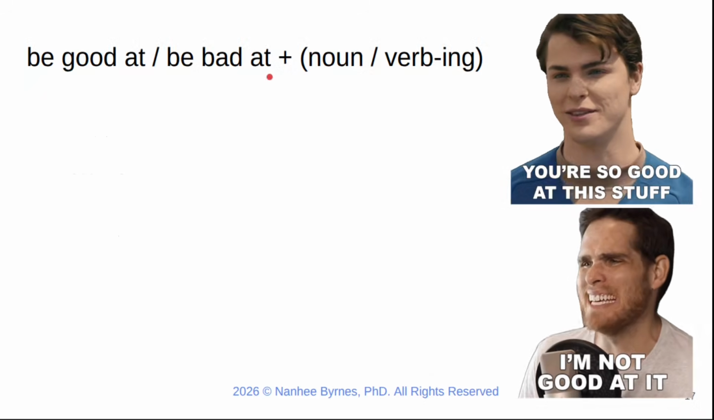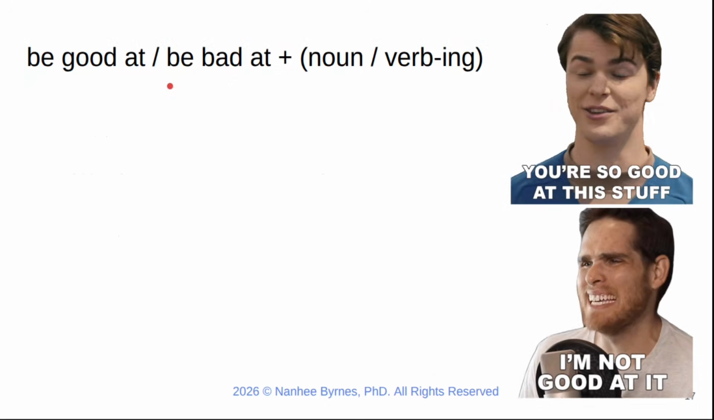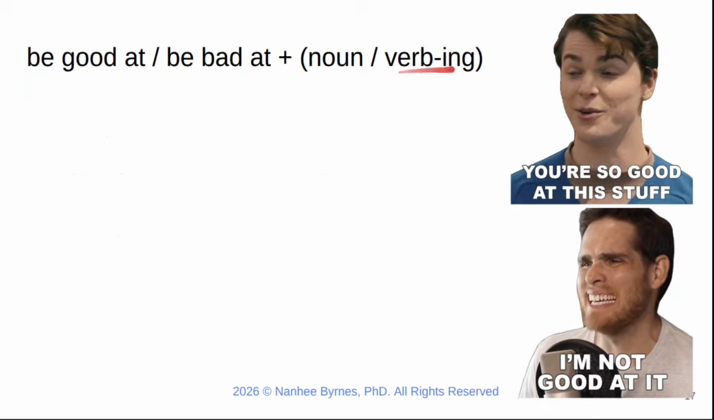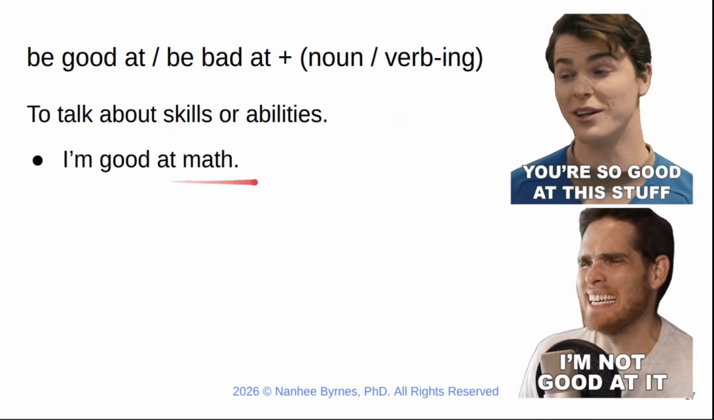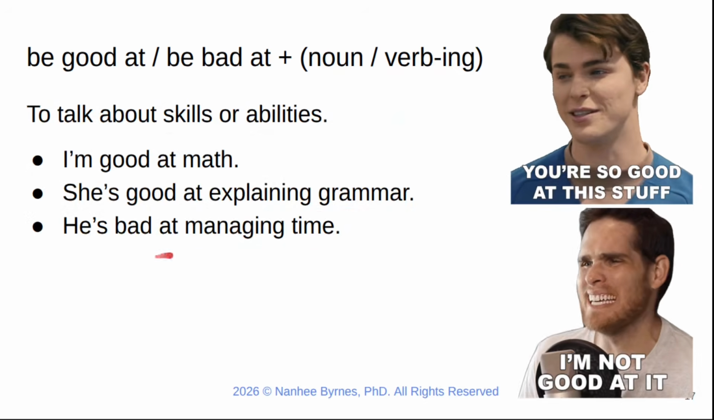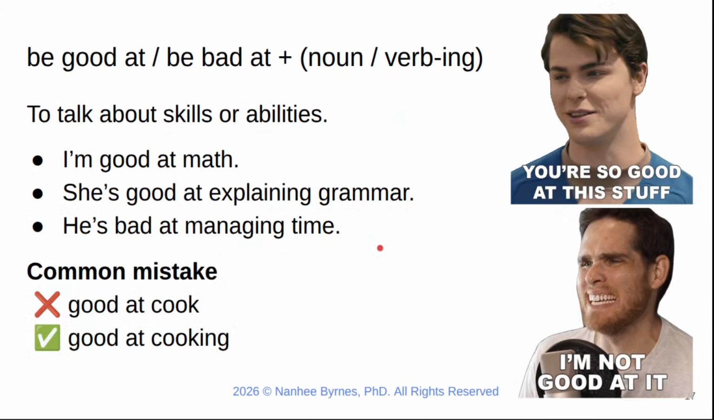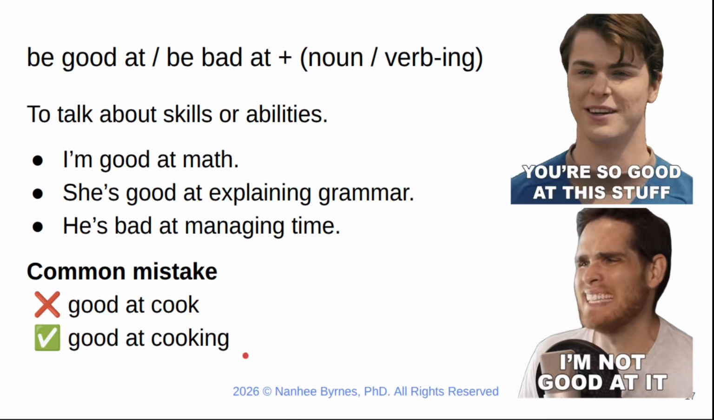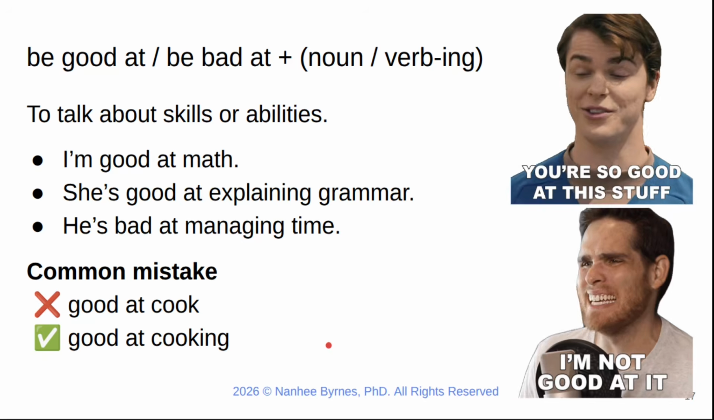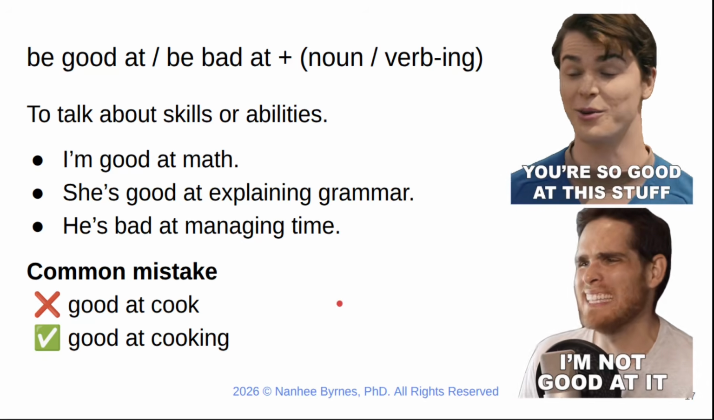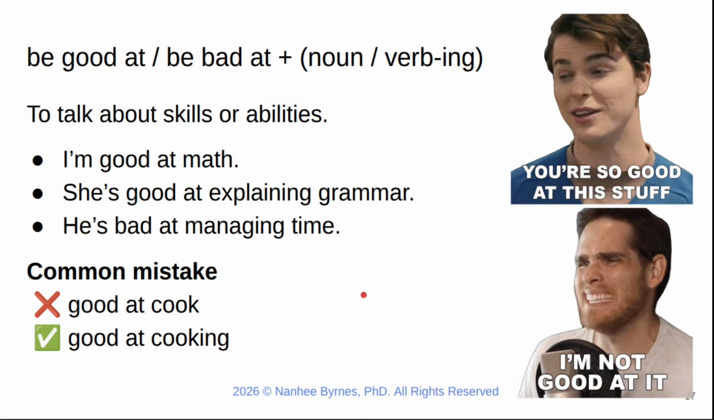Extra note on "be good at" and "be bad at." We use "be good at" plus noun or verb-ing to talk about skills or abilities. I'm good at math. She's good at explaining grammar. He's bad at managing time. Common mistake: "I'm good at cook." Correct: "I'm good at cooking." This pattern is super common in everyday conversation, especially when you're talking about what you can and can't do comfortably.